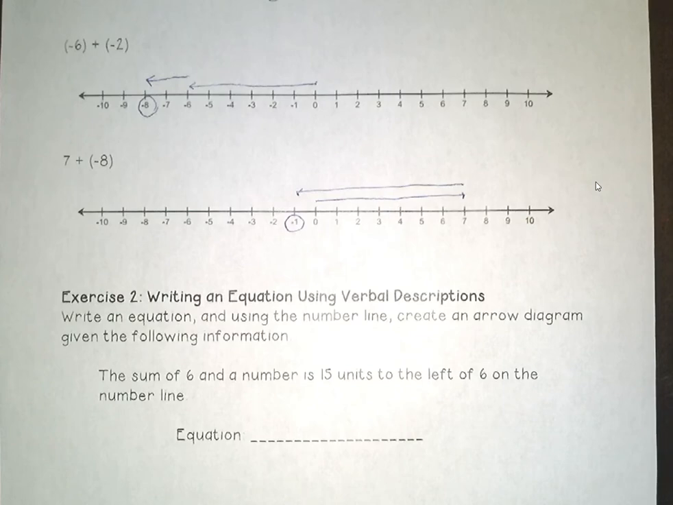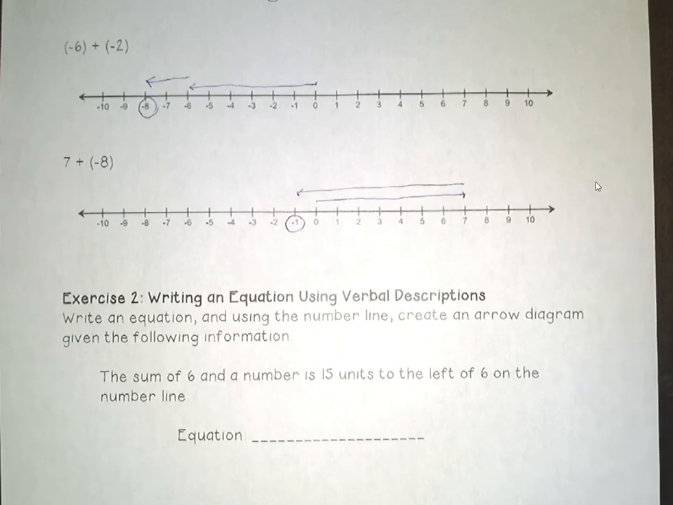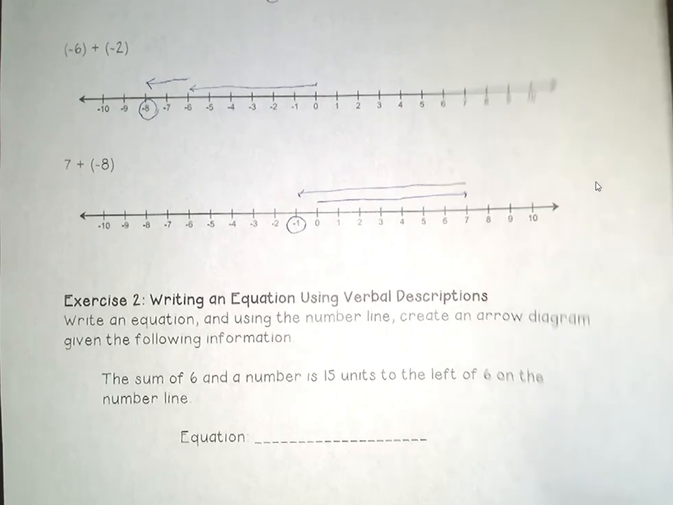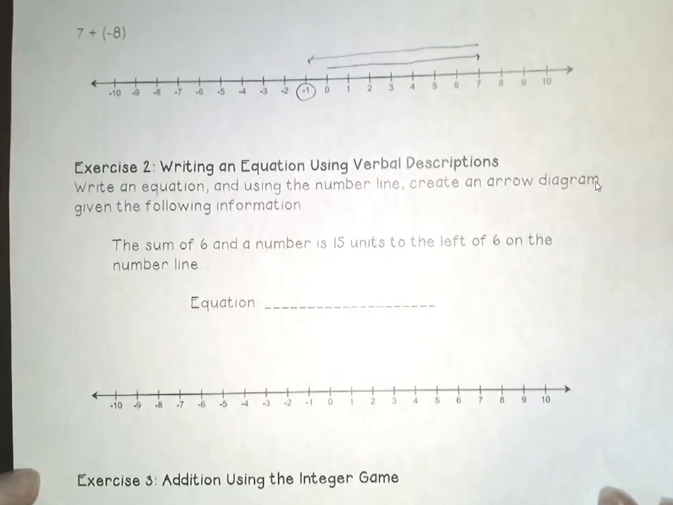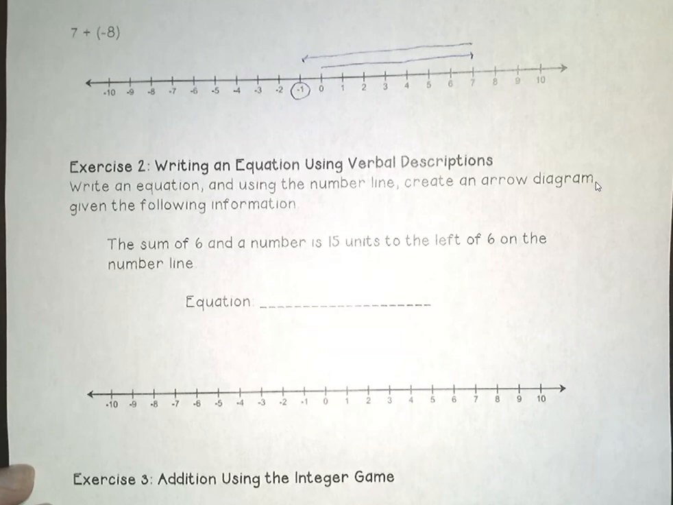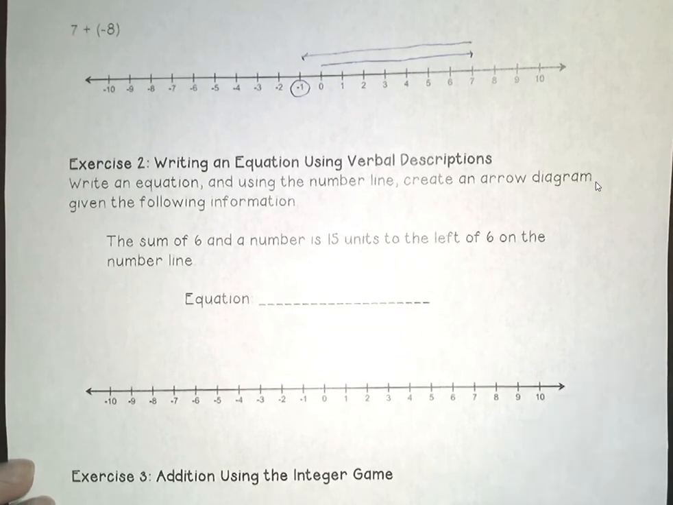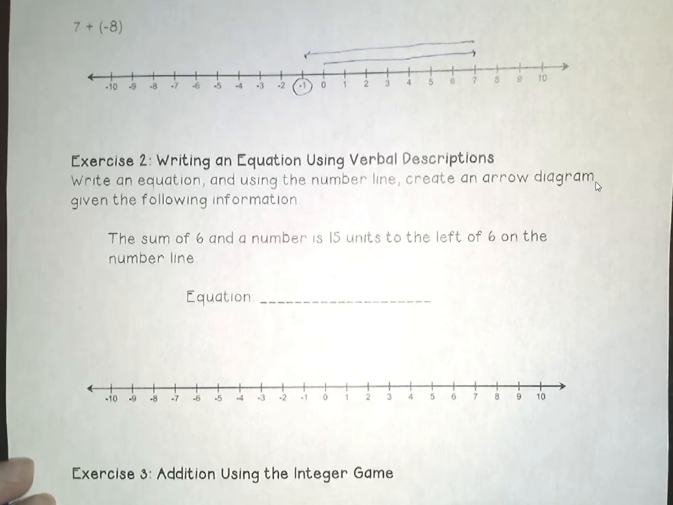Alright, so now we need to write an equation using verbal descriptions. How do I write an equation? Using the number line, we need to create an arrow diagram given the following information. The sum of 6 and the number is 15 units to the left of 6 on the number line.